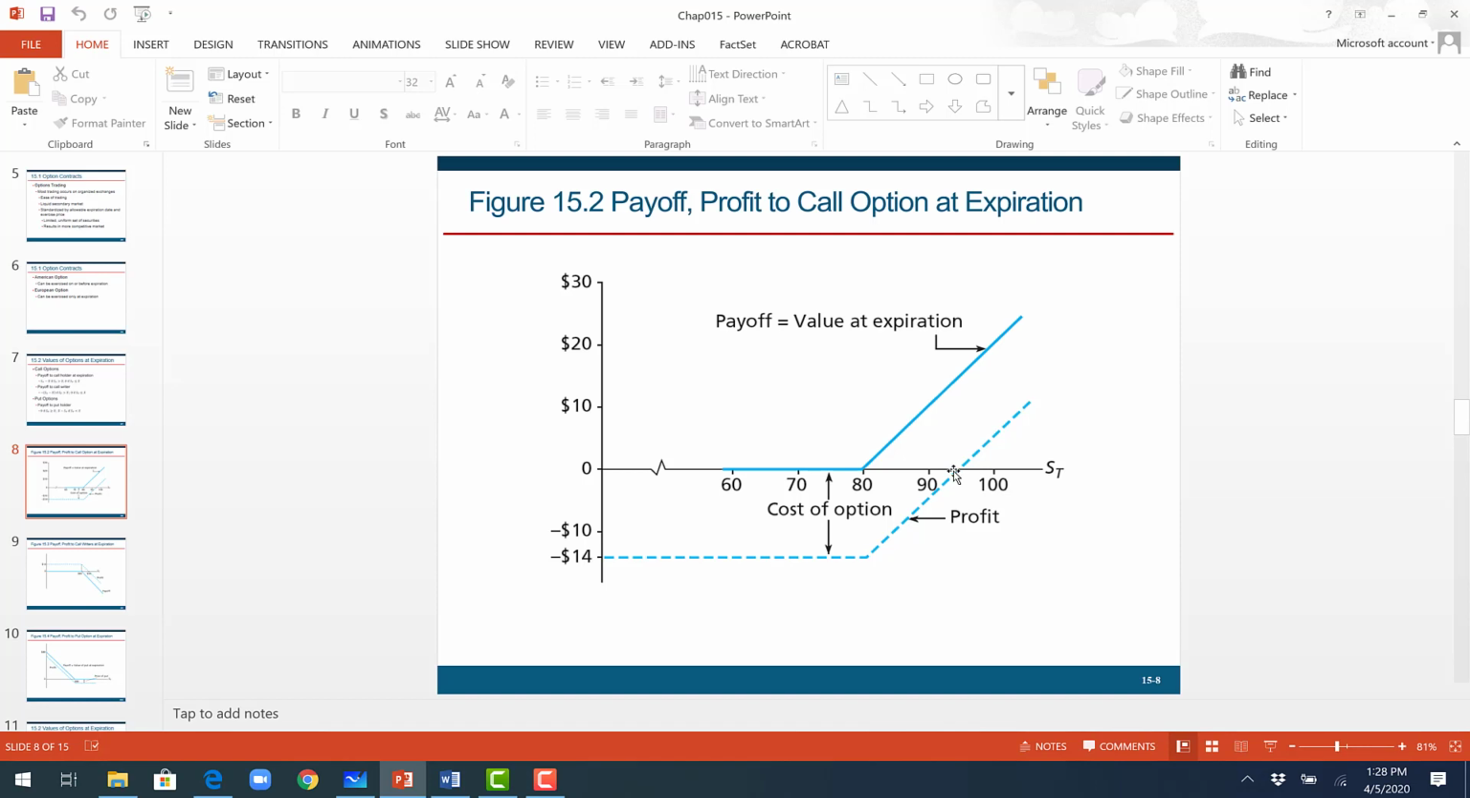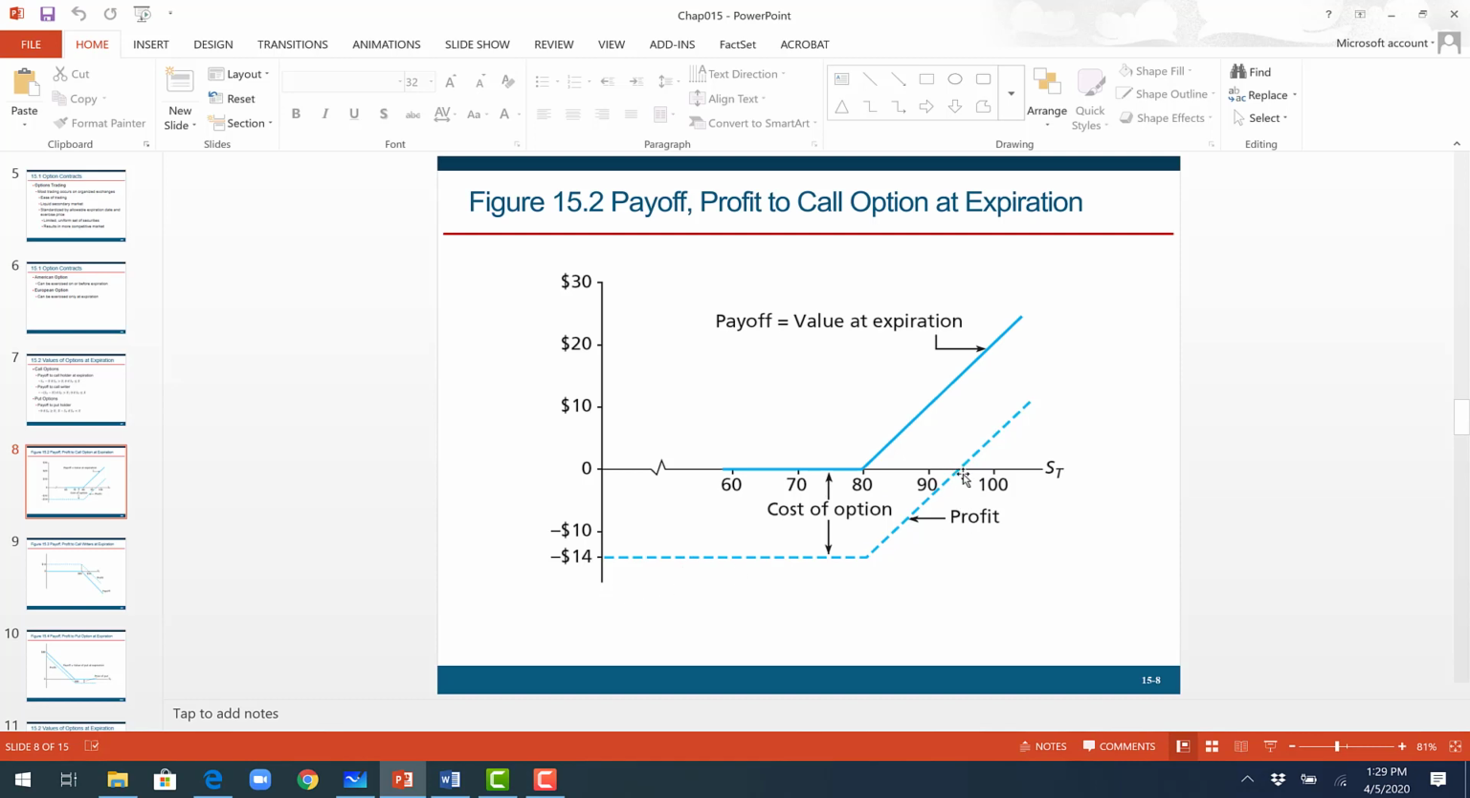What is the break-even point here? What is this point here? This point here would be 94. When the stock price at expiration is 94, what's the payoff? Payoff would be $14, right? 94 minus 80, ST minus X for the call holder. So 94 minus 80, that would be $14. So buyer's payoff would be $14 and buyer paid $14 to buy this option. So the net gain would be 0, right?